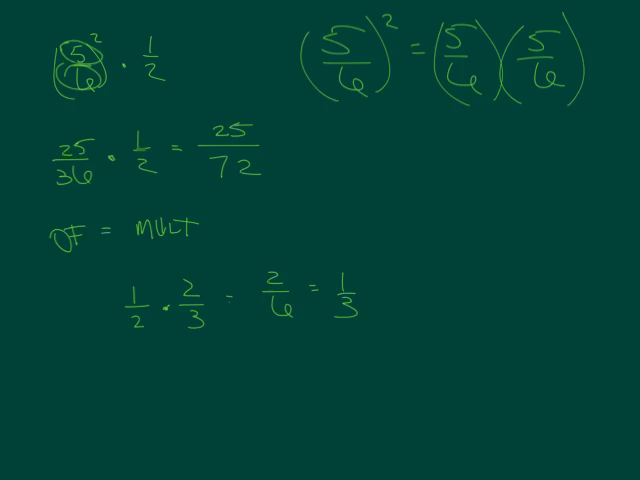Or if you look back at before I did any of this, I could cross out the 2 here and the 2 here and get 1 over 3.